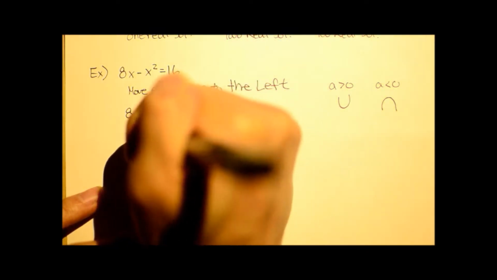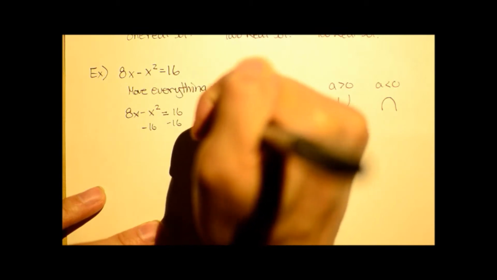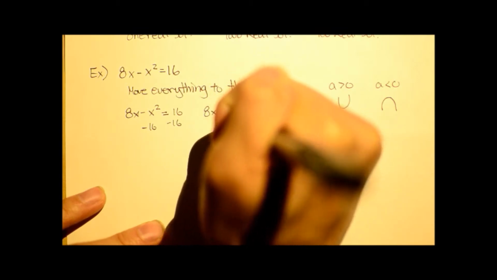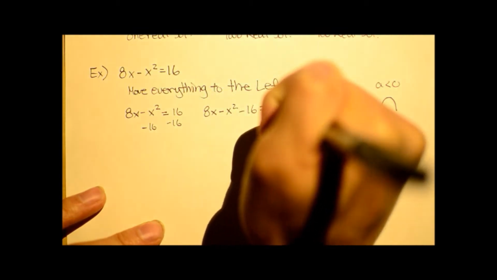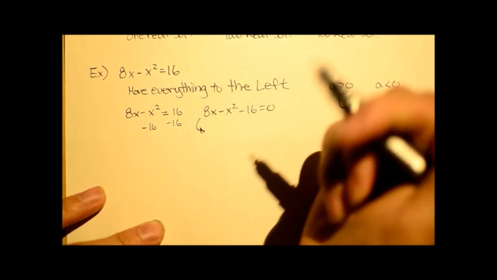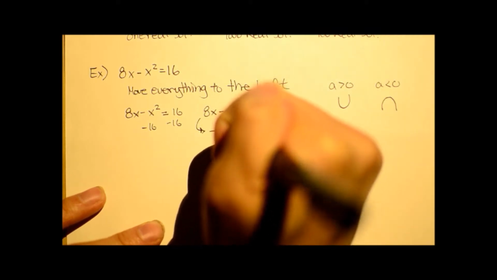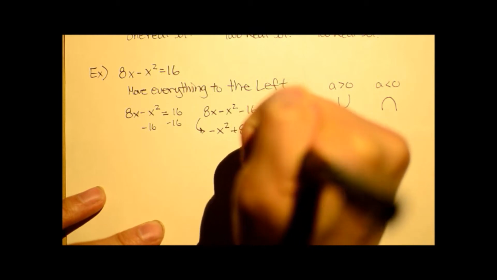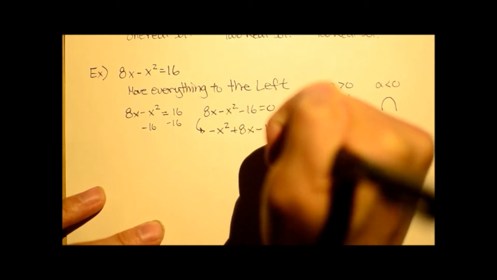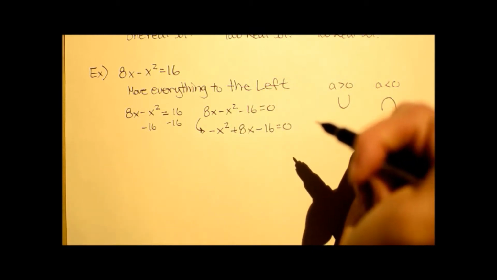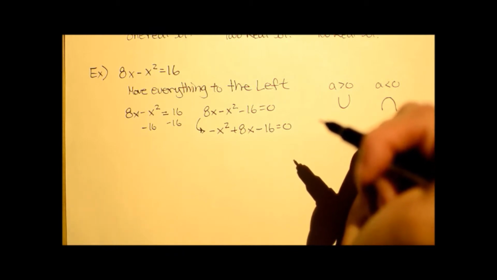So we're going to move the 16 over to the other side. We get 8x minus x squared minus 16 is equal to 0. If I rewrite this, it will be negative x squared plus 8x minus 16 is equal to 0. Now we are going to graph it.